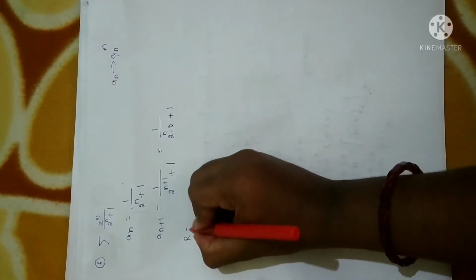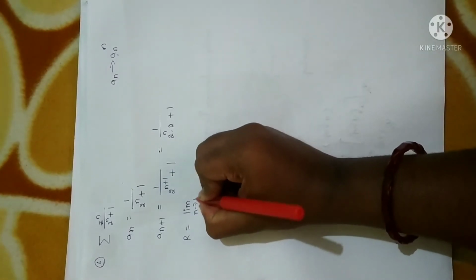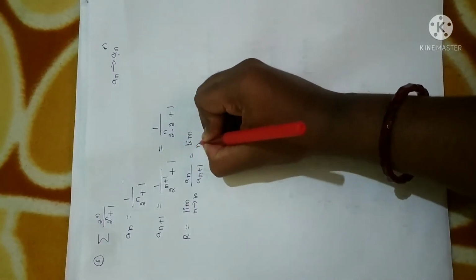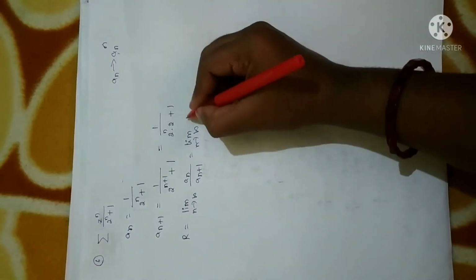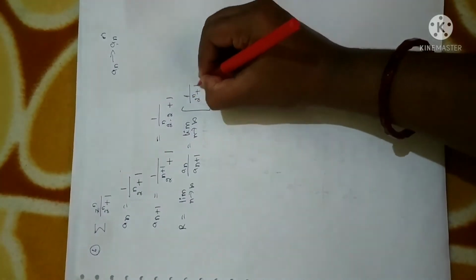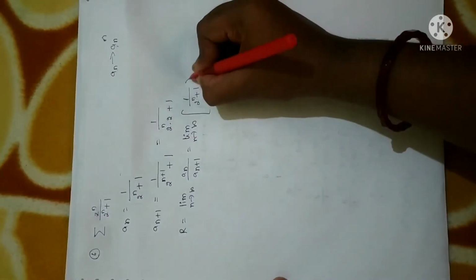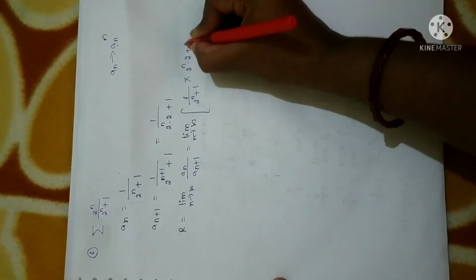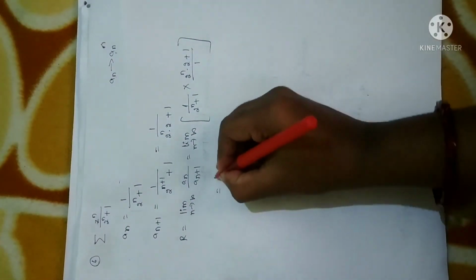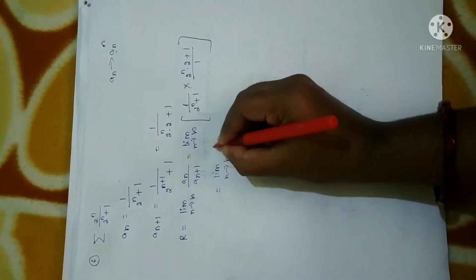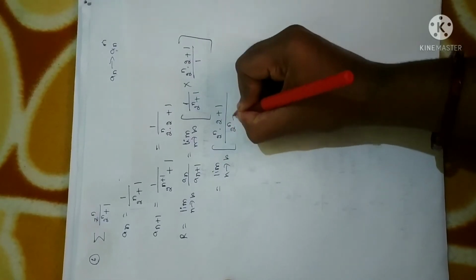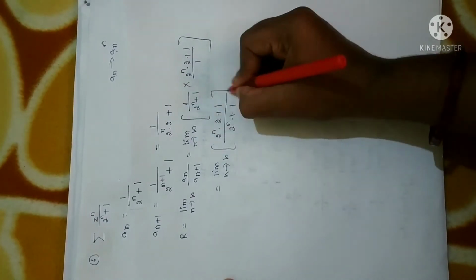Fine. Now let me write down the formula. R is equal to limit n tending to infinity an by an plus 1. Now I am going to substitute limit n tending to infinity. An is 1 by 2 power of n plus 1. Divide, when you are going to divide it, you will get reciprocal, right? 2 power of n into 2 plus 1 divided by 1. I can write this as limit n tending to infinity 2 power of n into 2 plus 1 divided by 2 power of n plus 1. Remember, you cannot cancel 2 power of n here.